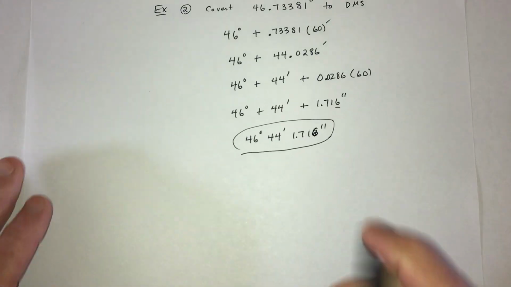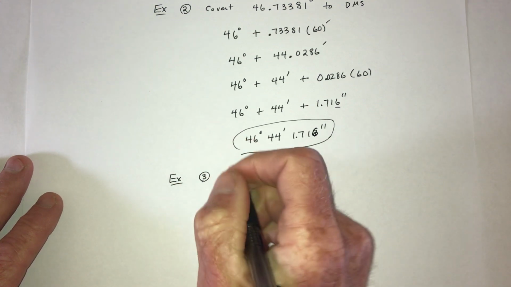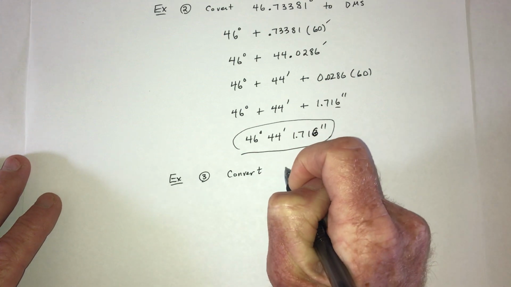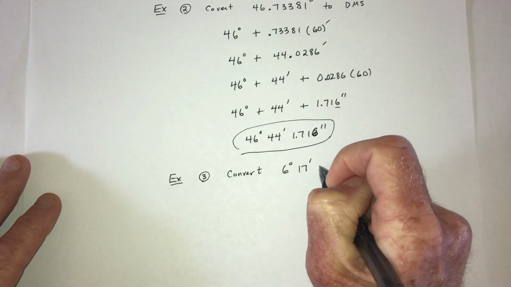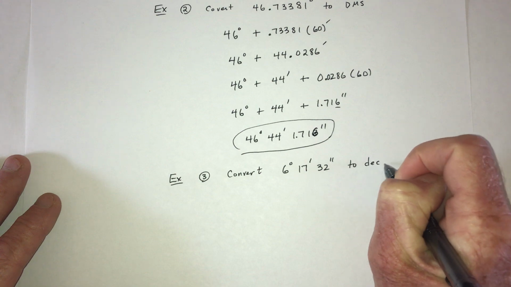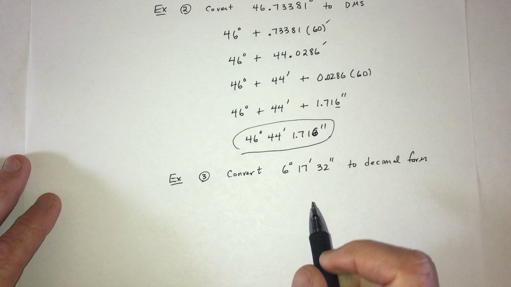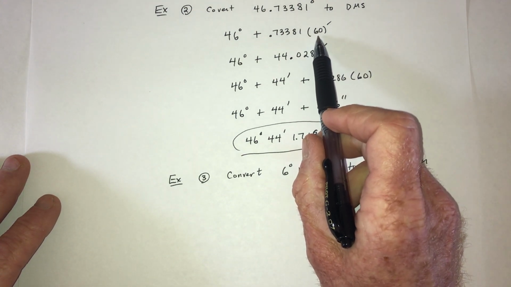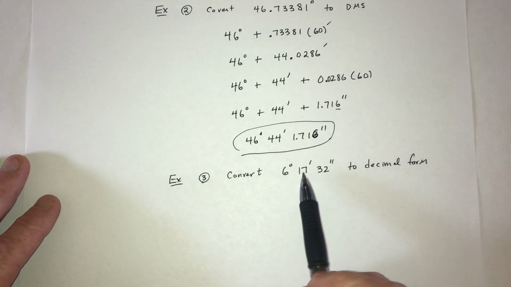Okay, now work the other way around. So for example number 3, convert 6 degrees, 17 minutes, and 32 seconds to decimal form. Well, when you're converting to degrees, minutes, seconds, you multiply by 60. When you're going the other way around and converting to decimal form, you divide by 60.